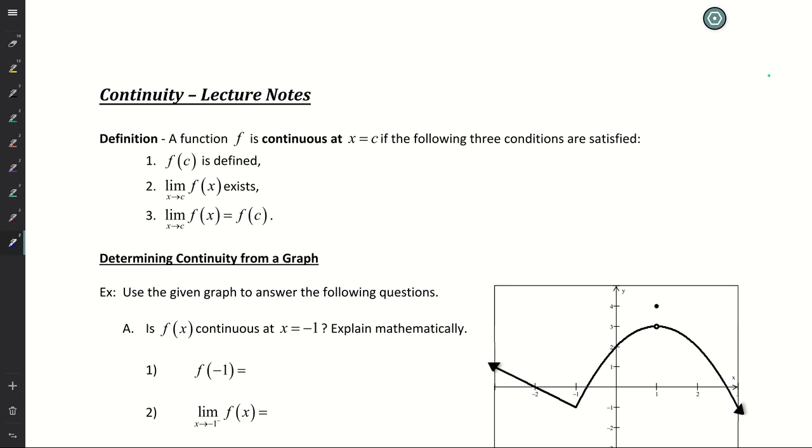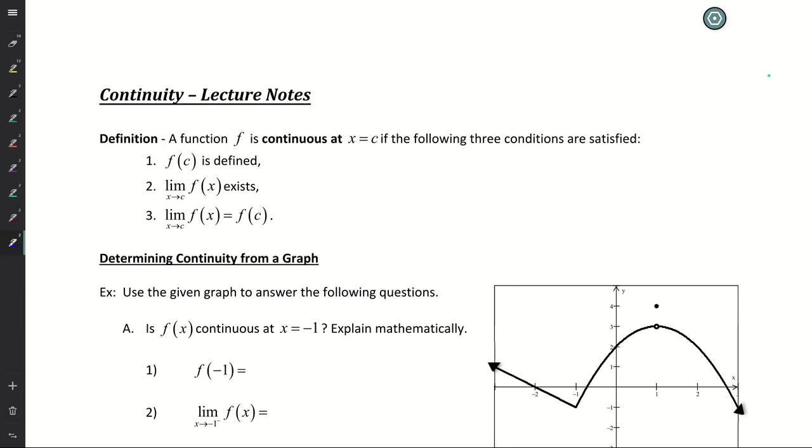With that part of the definition, it would be understood that you must have a limit from the left of c, and you must have a limit from the right of c for the overall limit as x approaches c to exist. And then the third qualification is the limit as x approaches c of f of x must actually equal the function value f of c.